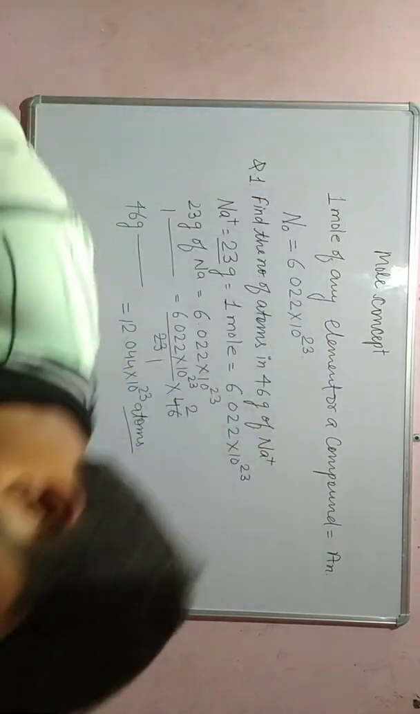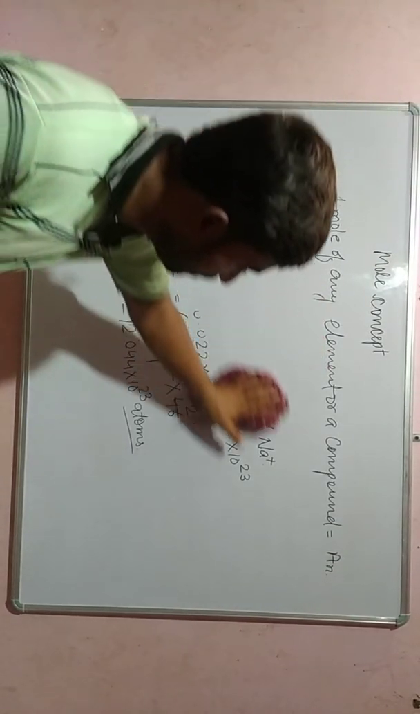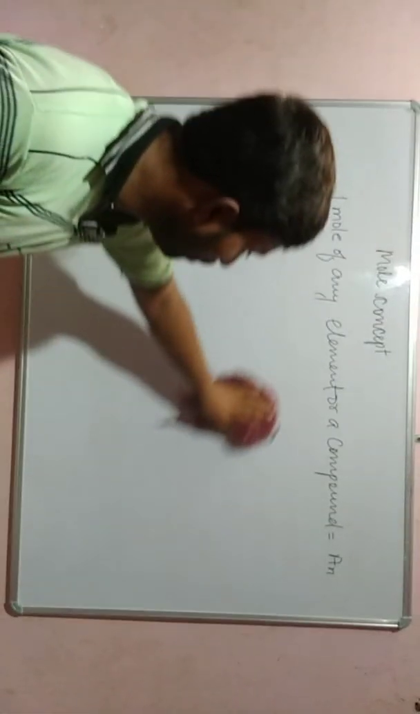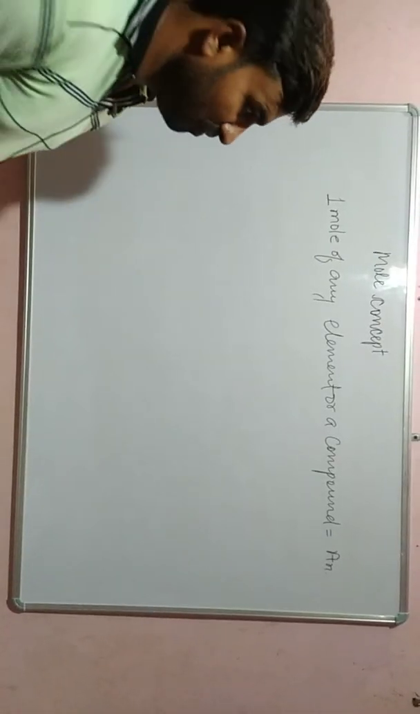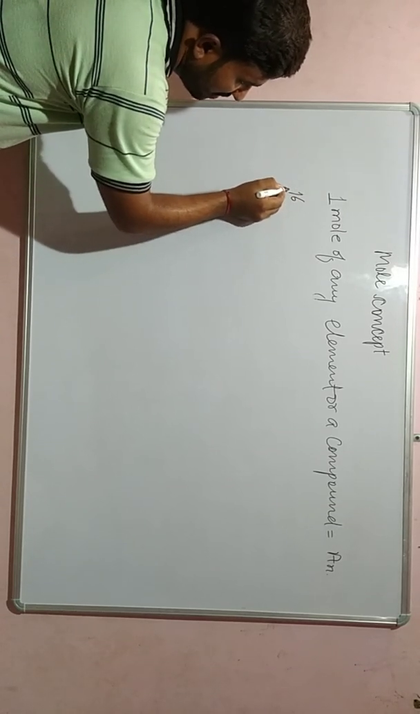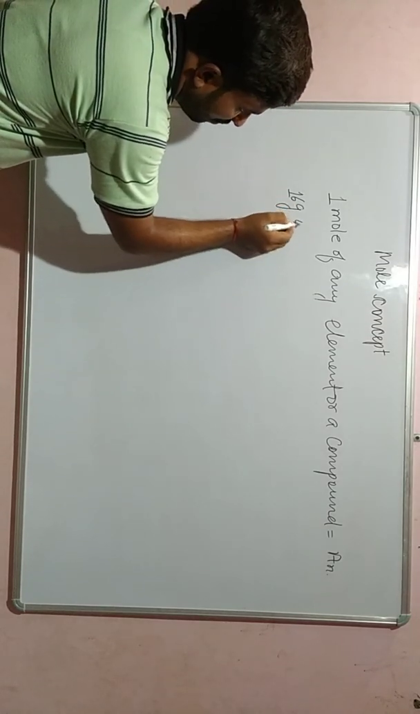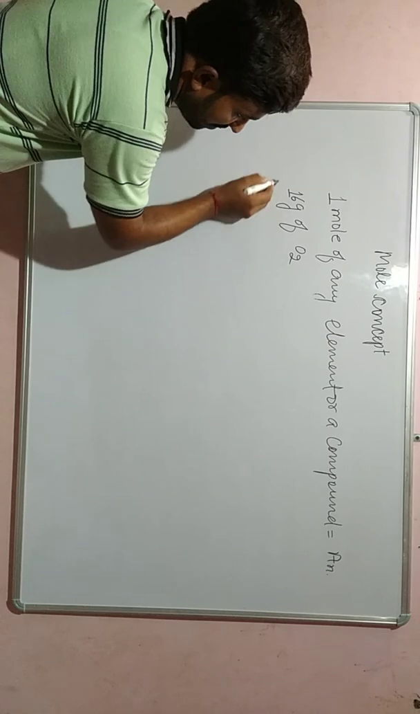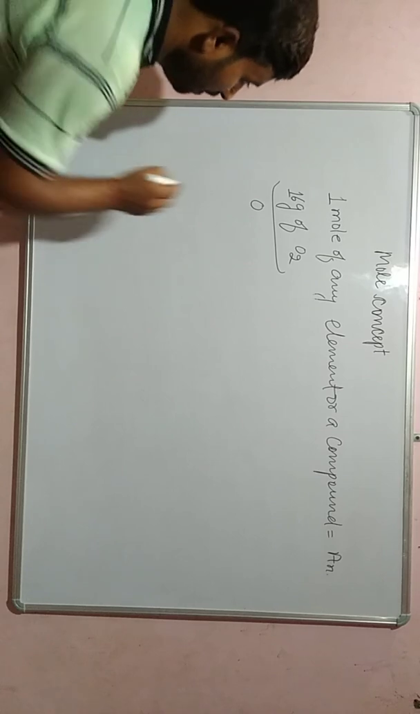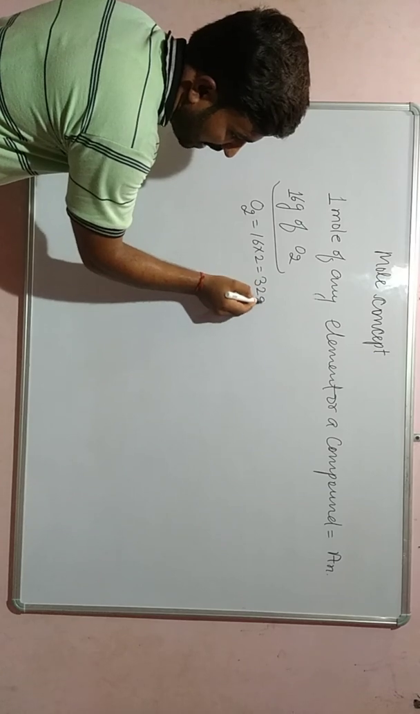The next example is to find the molecular mass, or you can say the mole concept, or number of atoms present in 16 gram of oxygen. Now we find the molecular mass using the mole concept, Avogadro number. According to the Avogadro number, mole concept, 16 gram of oxygen. Now find the molecular mass of oxygen, O2. 16 into 2 is equal to 32 gram.